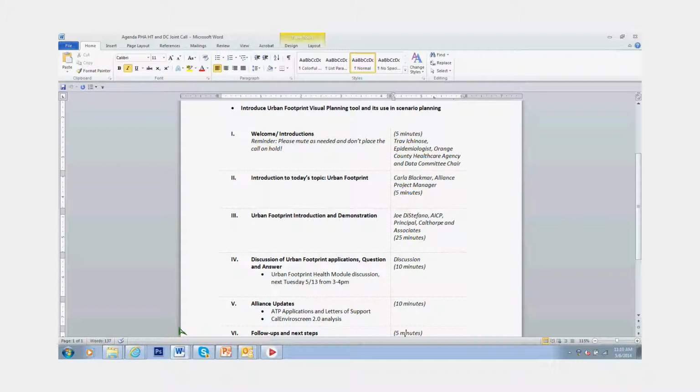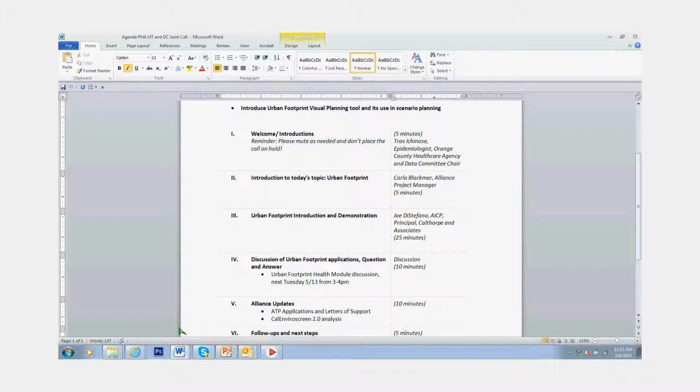SB 375, just as a brief review, requires our regional planning organizations like SCAG and SANDAG to develop plans that help meet the goals of AB 32, which is California's Global Warming Solutions Act, and which is focused on greenhouse gas reduction. So SB 375 basically requires that we have plans that help us reduce greenhouse gases statewide.